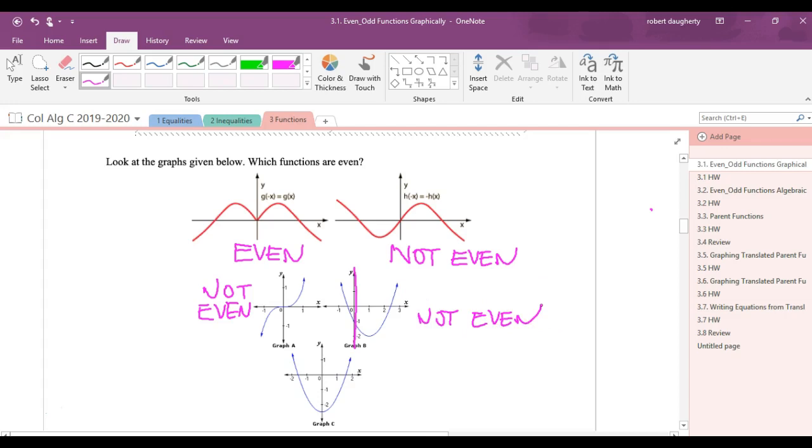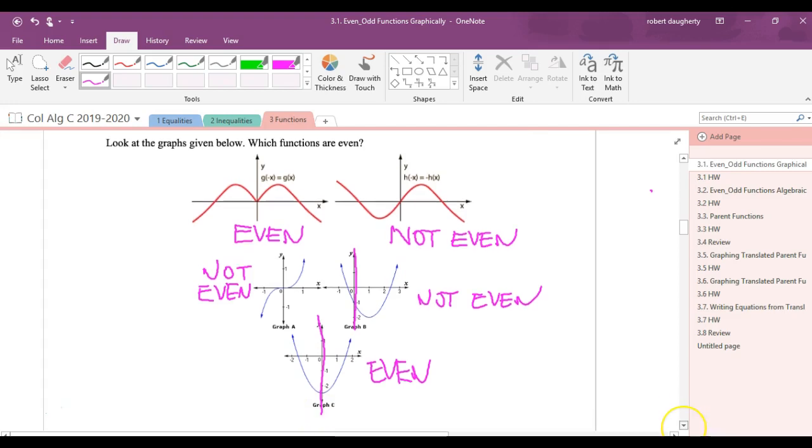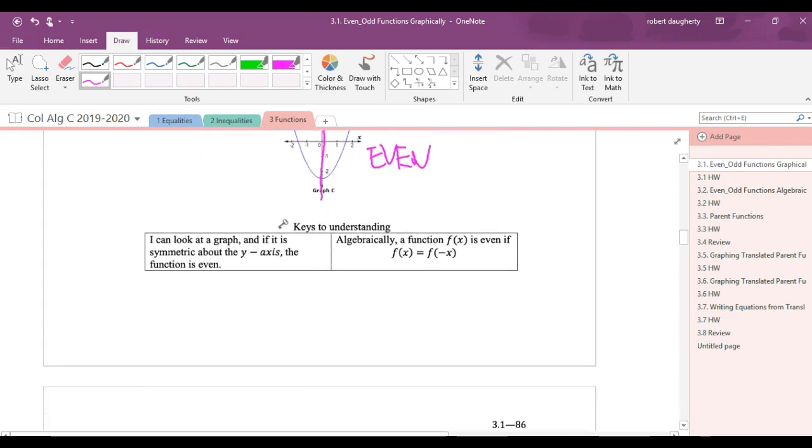What about the next one here, graph C? Yeah, this one is even. And you could see that this graph, if I just moved this one to the left, that's probably what happened here. When I look at the y-axis here, I see identical pieces on both sides of the axis. So graphically, that's what it means for a function to be even.